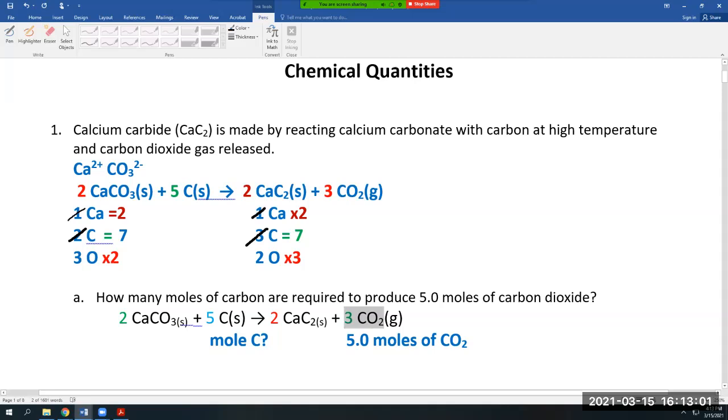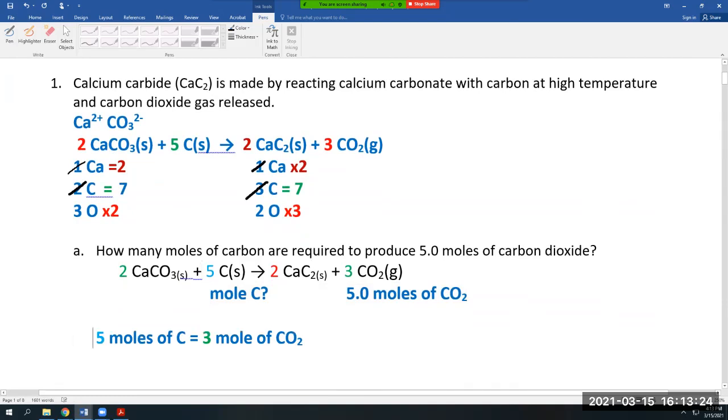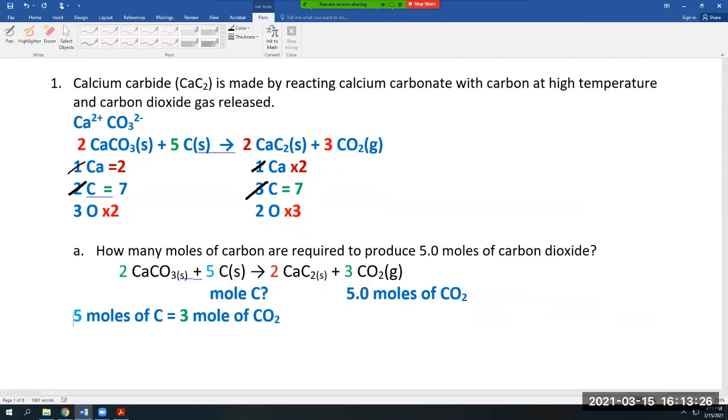So that shows you the relationship you will need to focus on. The fact that 5 moles of C react to make 3 moles of CO2. So here it's a mole to mole conversion that is asked for. So it's just that conversion factor that will be needed. So let's write it down. 5 moles of C react to make 3 moles of CO2, right? This comes from that 5 moles of C here makes 3 moles of CO2.